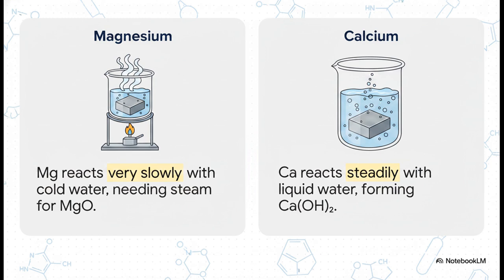But calcium sits lower down. It reacts steadily and pretty dramatically with liquid water, fizzing, bubbling, and turning the whole solution milky to produce alkaline calcium hydroxide. And by the time you get all the way down to barium, it reacts violently with liquid water, even generating enough heat to ignite the hydrogen gas it's giving off.